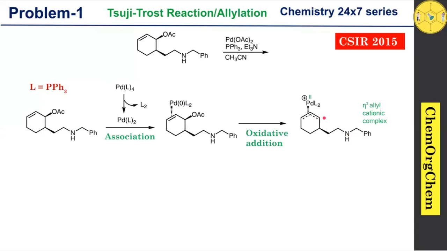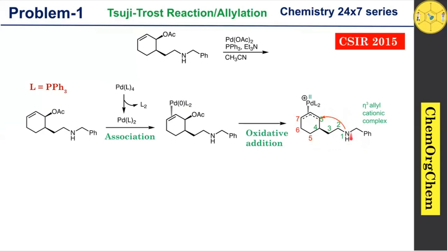So here there are two sites. One site is here and another one is here. When you start the numbering, you will get the fifth position for this carbon and the seventh position for this carbon. However, the formation of a 5-membered ring system is favored. Therefore, the amine nucleophile attacks the fifth carbon rather than the seventh carbon.